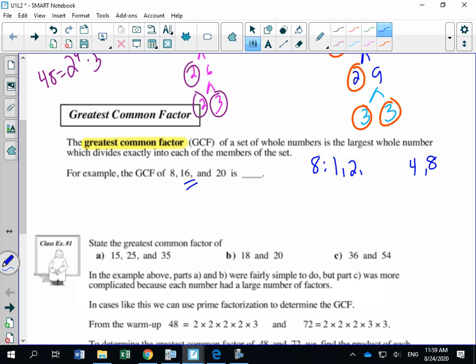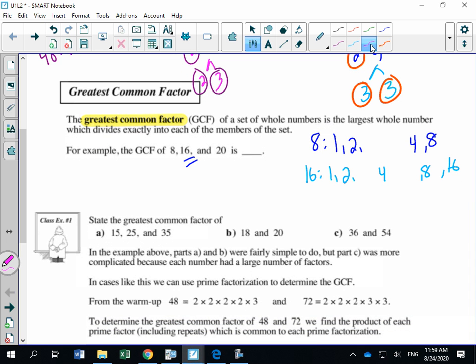What are the factors of 16? 1 and 16, 2 and 8, right? Those are factors of 16. And then if you divide 16 by 4, you get 4. So the factors of 16 are 1, 2, 4, 8, and 16.